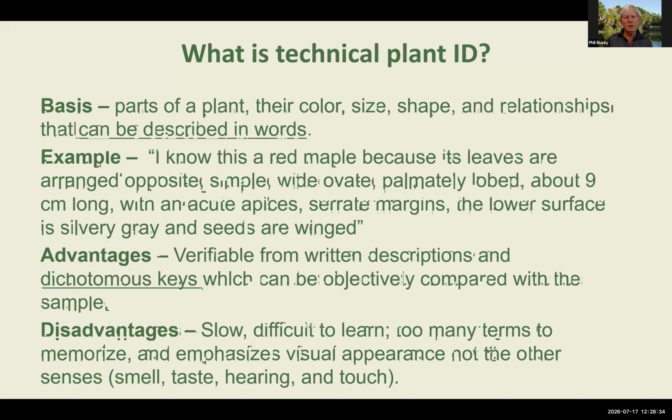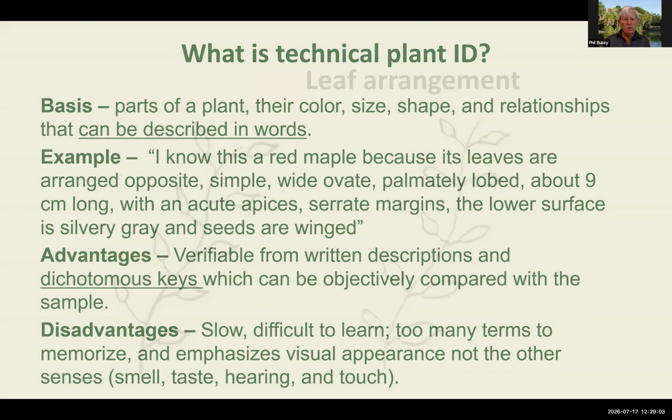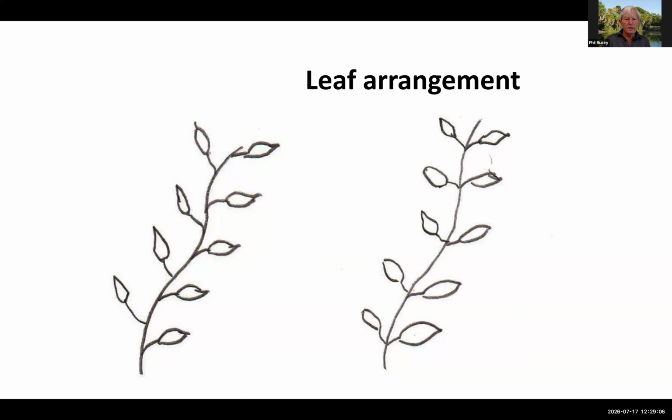Now, I'm going to talk through examples of what is technical plant ID, but briefly, it uses the parts of the plant, their color, size, shape, and relationship that can be described in words. And it has disadvantages, which is it's slow, it's difficult to learn, many terms to memorize, and it emphasizes visual appearance, not the other senses, smell, taste, hearing, and touch. What about the smell of different plants? We'll get to that in a minute.